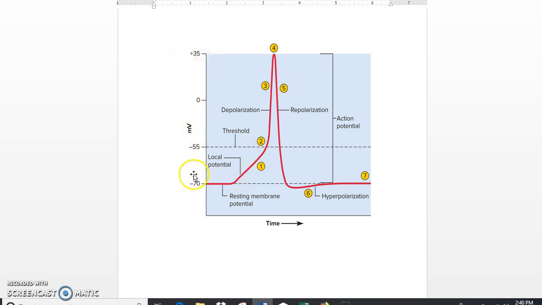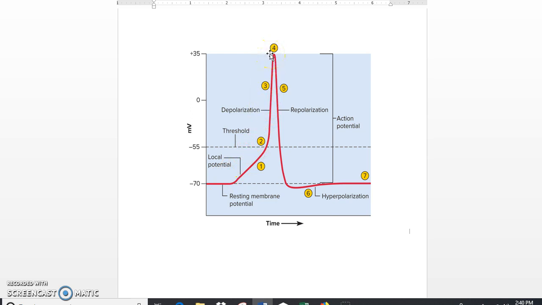So how can you make something that is negative into positive? By adding something that is positive. In this case, what you're going to add inside the cell is going to be sodium. Since sodium is positive, then that sodium going inside the cell is what's going to cause this depolarization, which means that the electrical activity inside your cell will go up from negative 70 all the way up to positive 35.